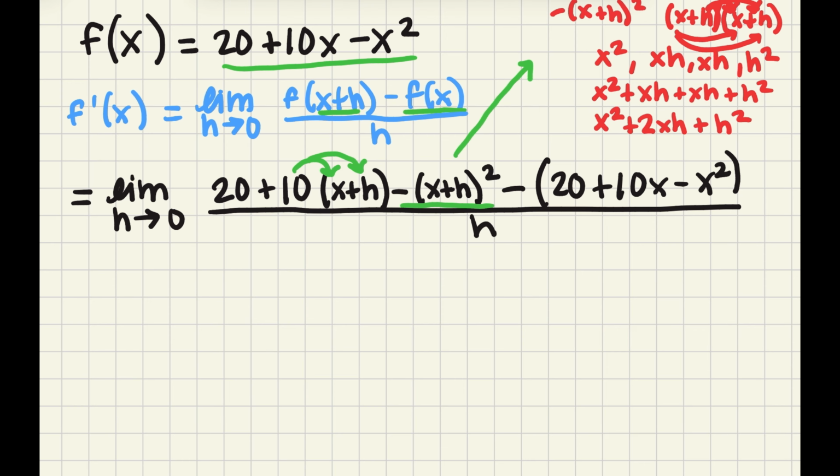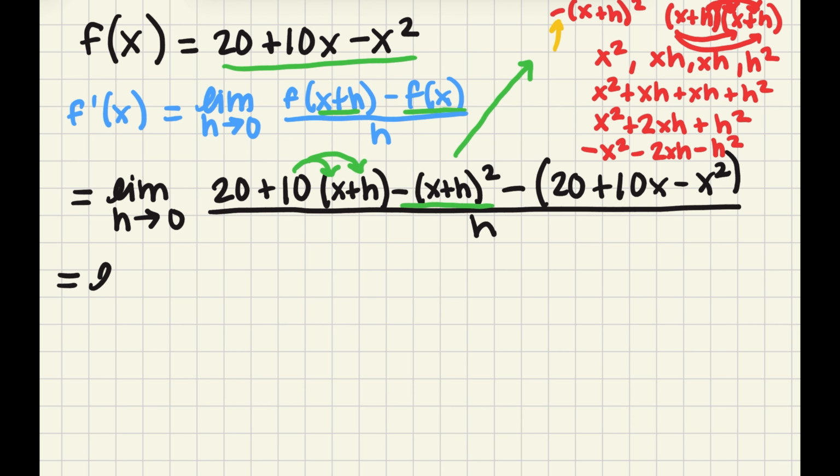But remember, we have to come back and distribute this negative sign right here. So our final product will be minus x squared minus 2xh minus, no, I'm so sorry, I apologize. Sorry again, minus h squared. So we're going to go ahead and plug all of that back into our original work.